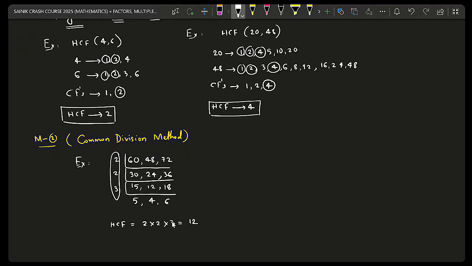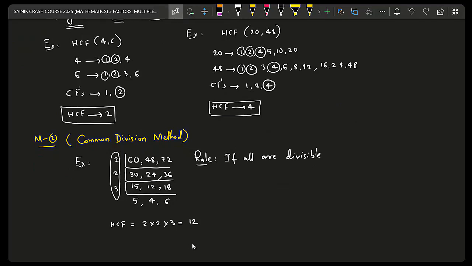In this, what is the rule? The rule is, if all are divisible, then only we have to divide. If at least one is not divisible, we don't take that factor. If all are divisible, then only we have to take it. And don't multiply all the numbers. Multiply only the left side numbers. That is the common division method.